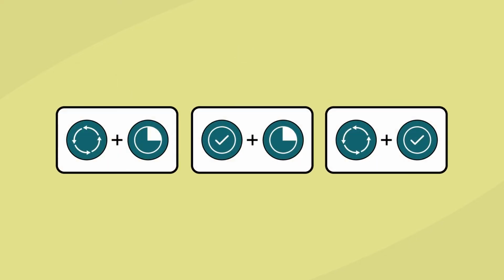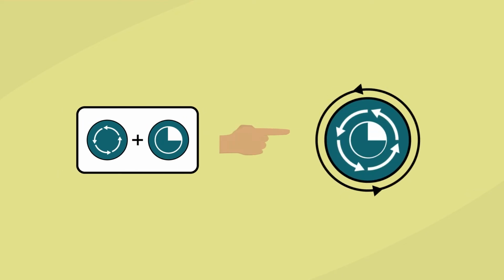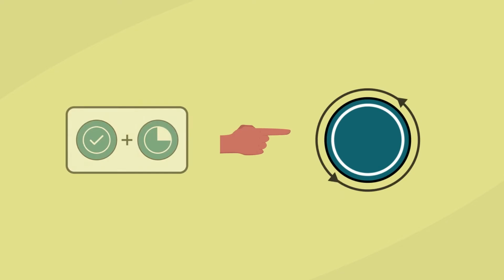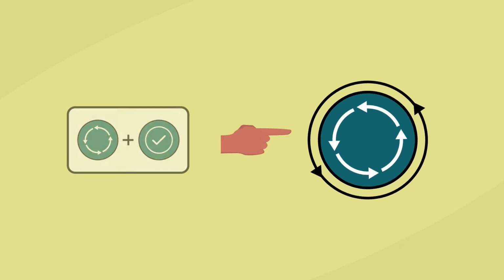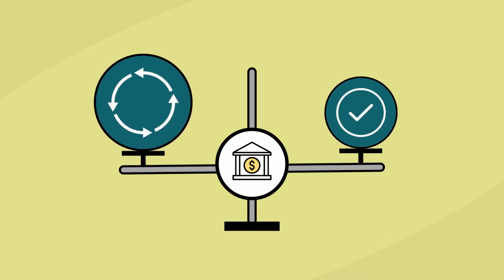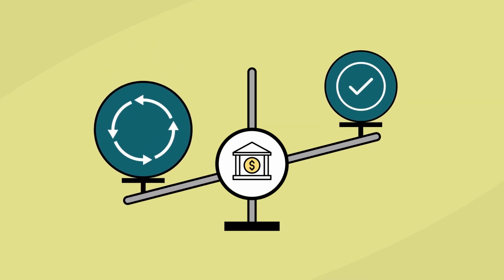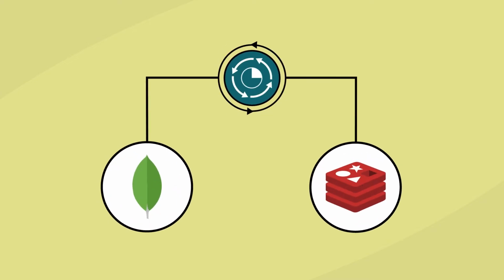That means we have three choices for our distributed system. The system can be consistent and partition tolerant, available and partition tolerant, or consistent and available. For example, in a banking application, availability may not be as important as consistency. In this case, we'd opt for a CP database like MongoDB or Redis.